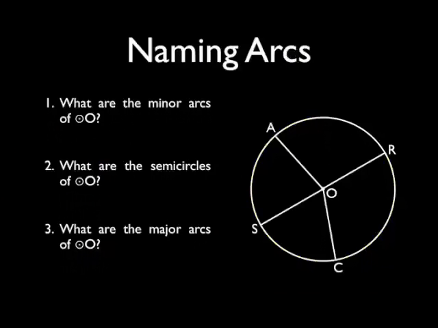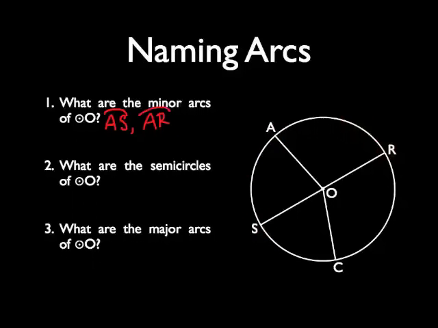So let's name a few arcs here. Here we have circle O. What are the minor arcs of circle O? I am going to start at point A here and just kind of work my way around. So from point A, we have the arc on the left, arc AS. We have the arc going up over the top, arc AR.